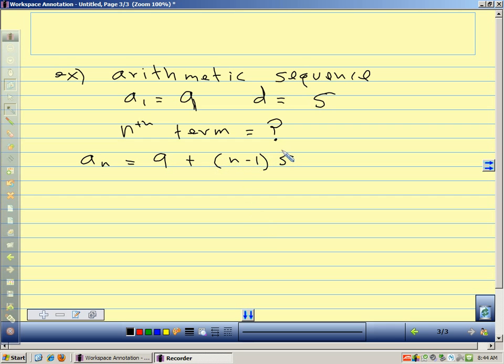And I'm going to simplify this a little bit. I'm going to distribute here. So a sub n equals 9 plus 5 times n is 5n minus 5 when I distribute. 9 minus 5 is 4. So my a sub n is 5n plus 4. So that would be the formula for the nth term of this particular sequence, 5n plus 4. So we can plug in any n and figure out our nth term.